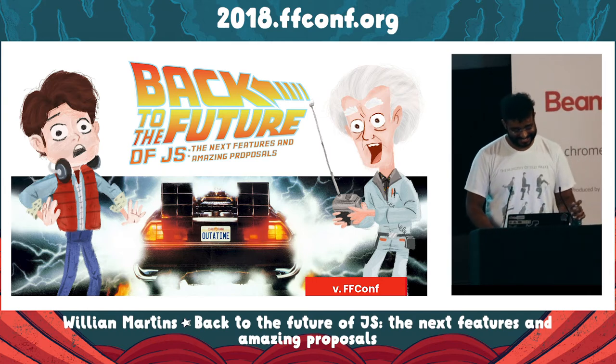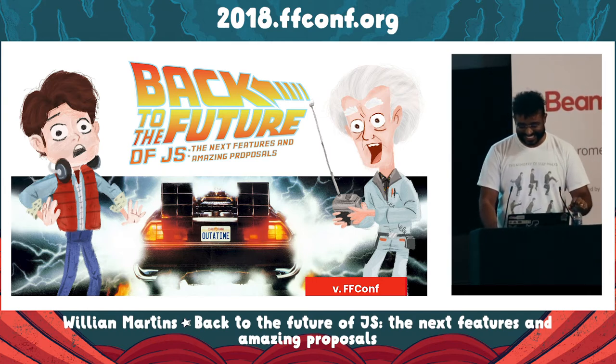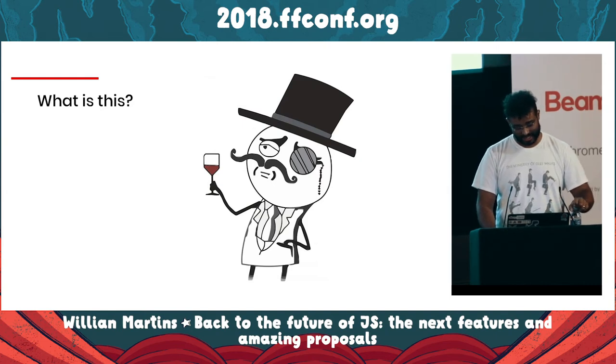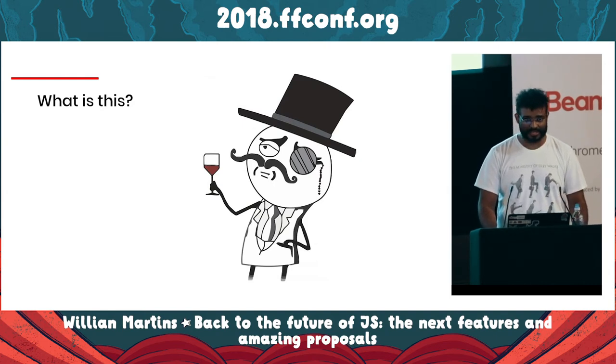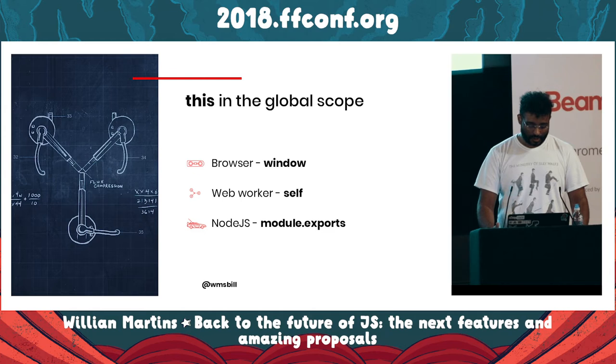So this is our presentation, Back to the Future of JavaScript. I'd like to start by asking you a tricky question. What is this? In ECMAScript, this has different syntax and semantics from other programming languages, where most often this relates to the lexical scope. I'll explain. In the global scope, this refers to the global object. In the browser it will be window, in web workers it will be self, and in Node.js it will be module.exports.